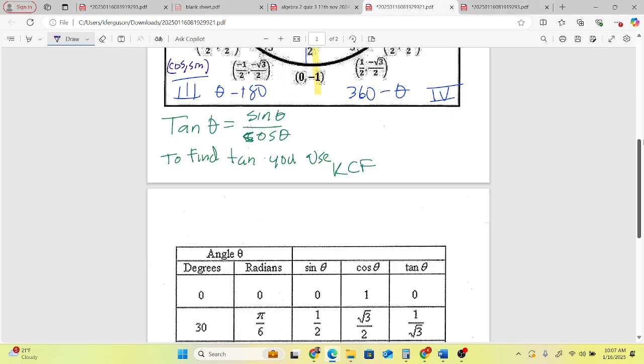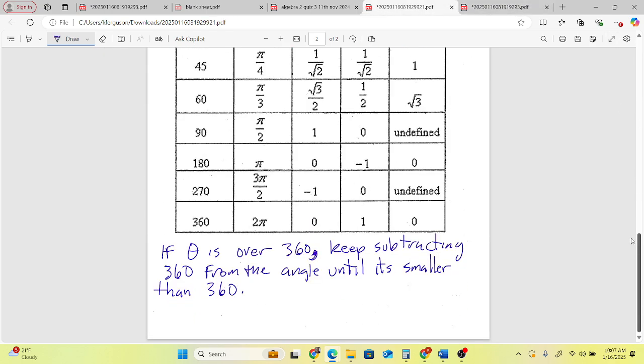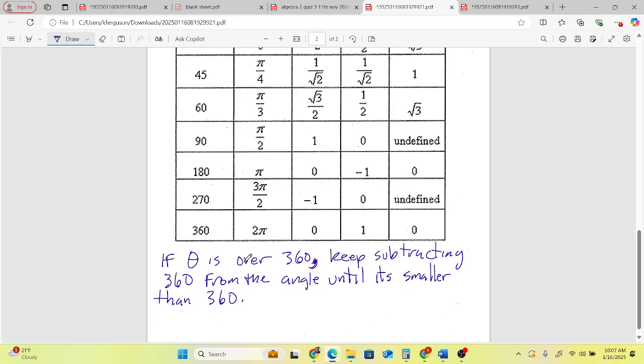I would also like to show you again my sheet. So if theta is over 360, keep subtracting 360 from the angle until it's smaller than 360. Okay, and that's for reference angle. And also you might want to say the reference angle is between 0 and 90. All right, and we're going to call it with that.